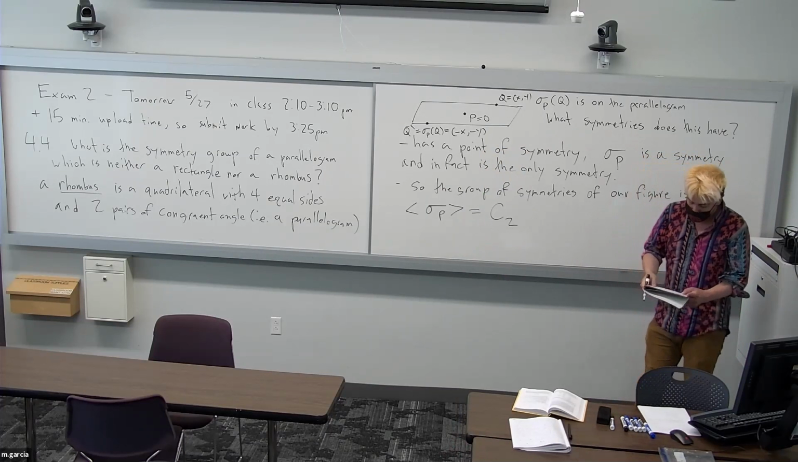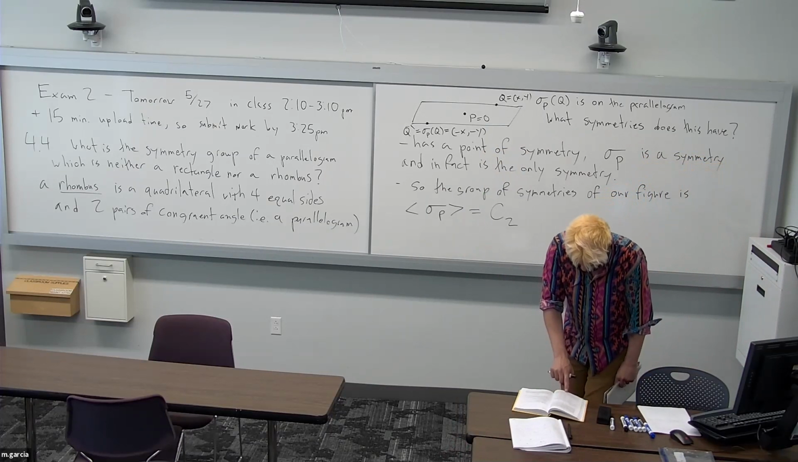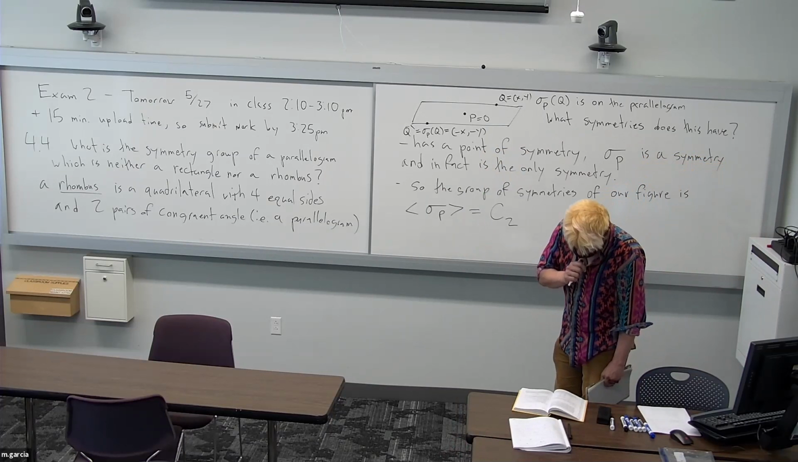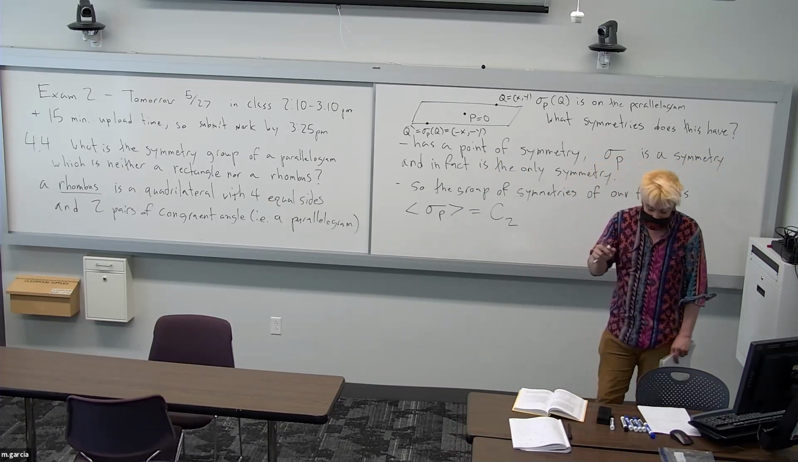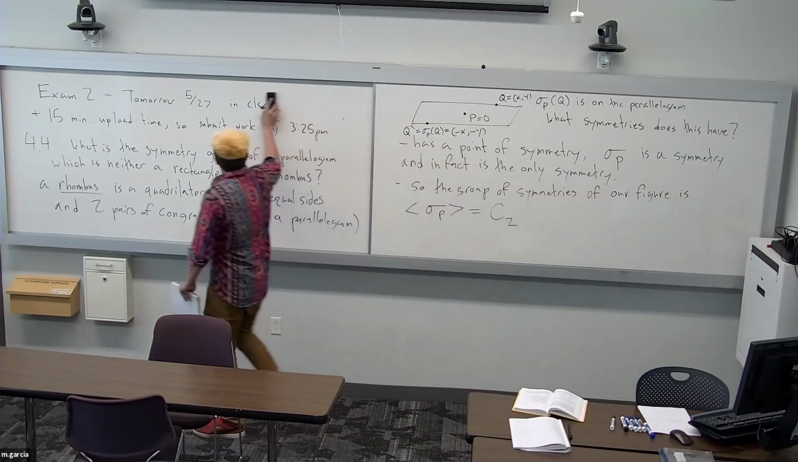Cool, great. Okay, so the second part of 4.4 asks, what is the symmetry group of a rhombus that is not a square? Okay.